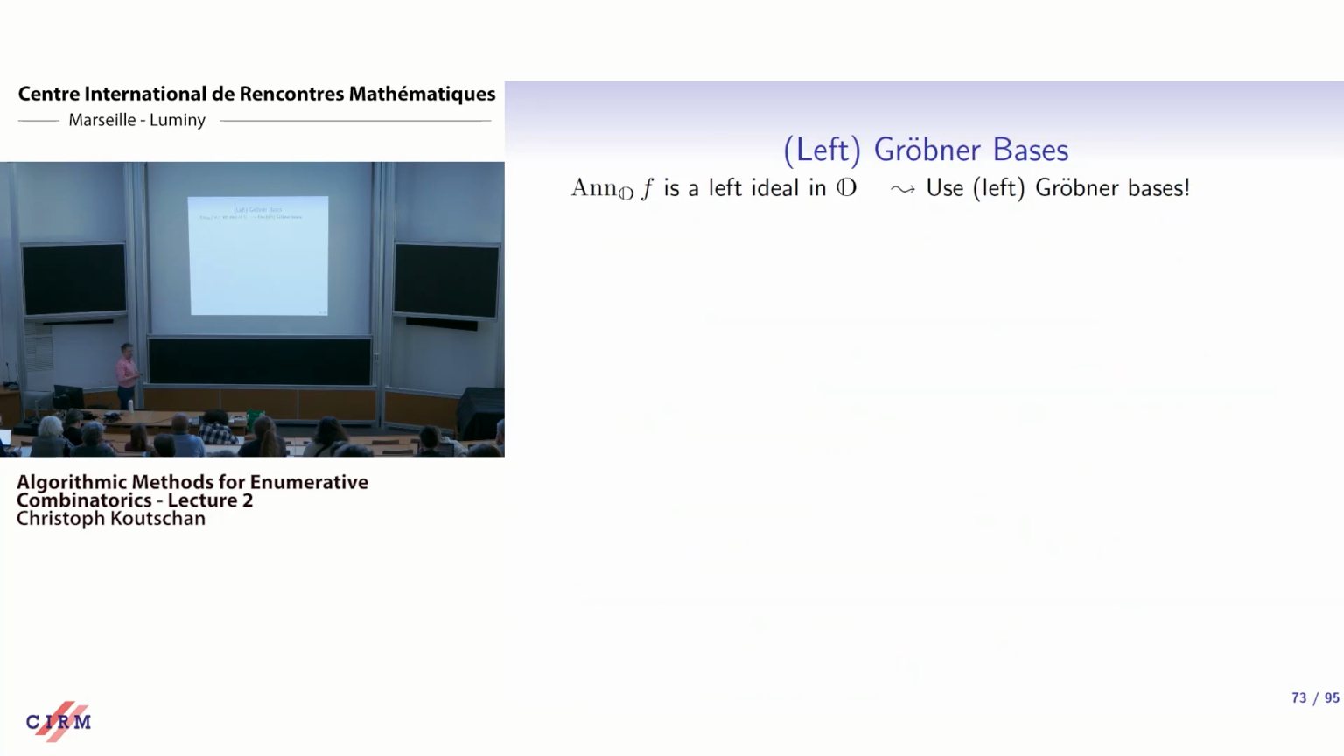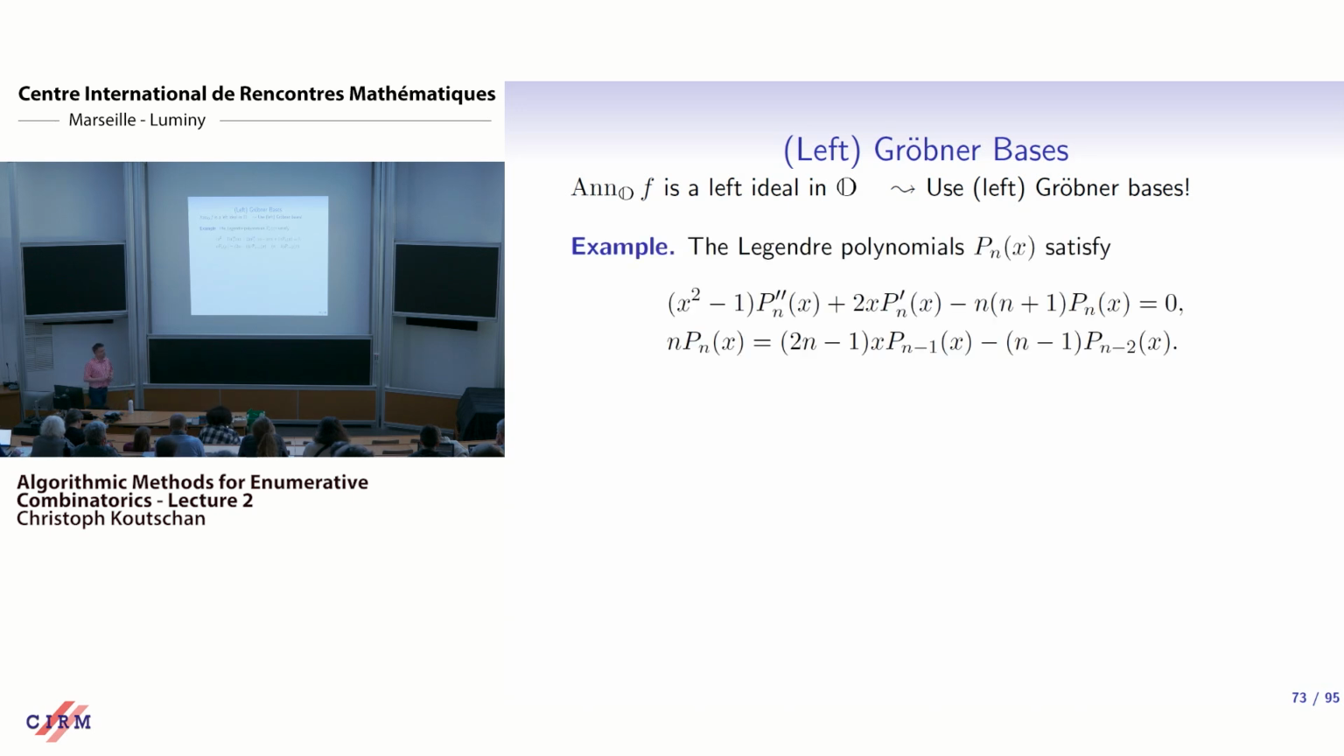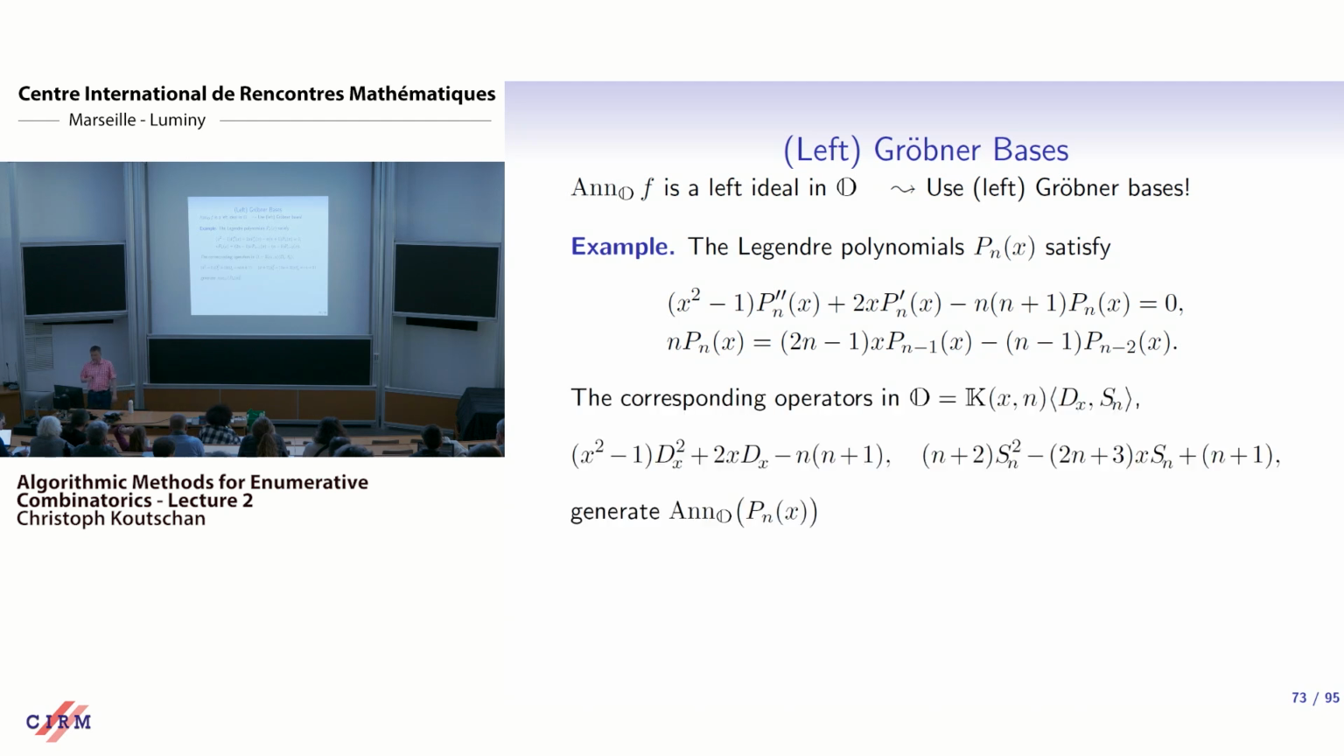And in computer algebra, once we talk about ideals, we like to use the concept of Gröbner basis. I don't know how familiar you are with Gröbner basis, and I definitely don't have the time here to really explain what it is, so you have to take it as a black box. Just to give you an idea, here's an example. The Legendre polynomials satisfy the three-term, second-order recurrence in the first line, and in the second line, the second-order differential equation.